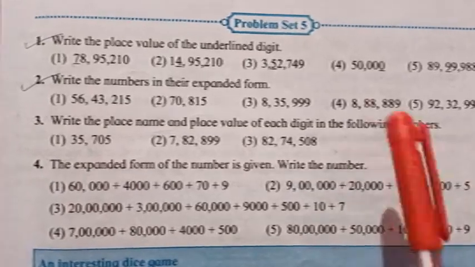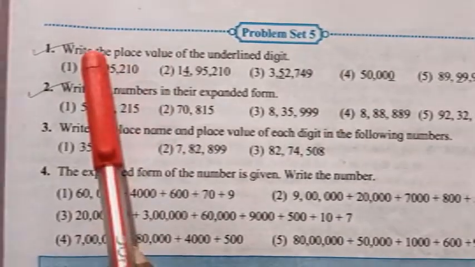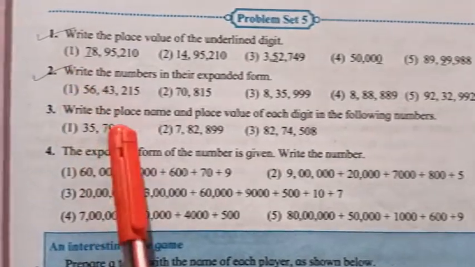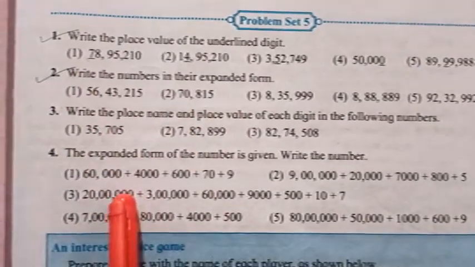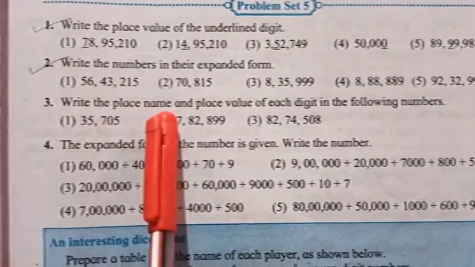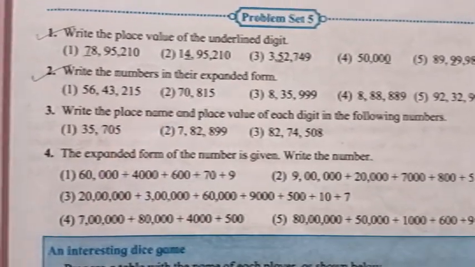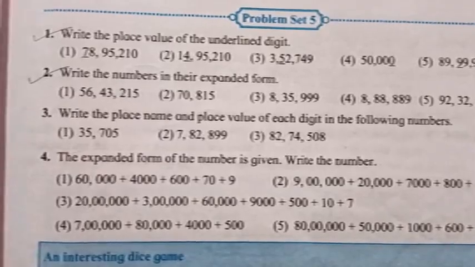So students, in problem set 5 I have completed question number 1 and question number 2. Is that clear? Now let us study question number 3 and question number 4. This question is there in your combined book, so I will explain you all in the combined book. Everybody will open the combined book now.